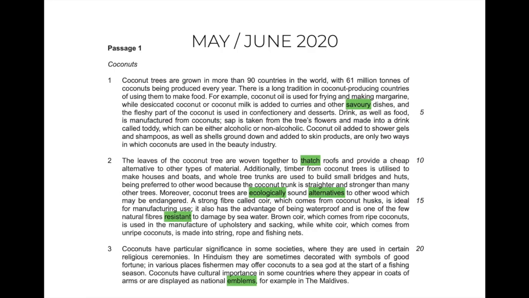Okay, so here is the text. This is a text called, surprise, surprise, Coconuts, and it is taken from the May-June O-Level English Language exam last year in 2020. I would like you now just to take a minute to pause the video and read through the text on your screen. I must inform you that that is only the first 3 paragraphs of a 6-paragraph text.